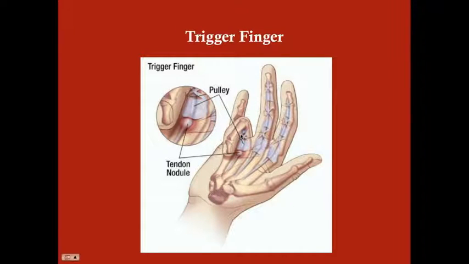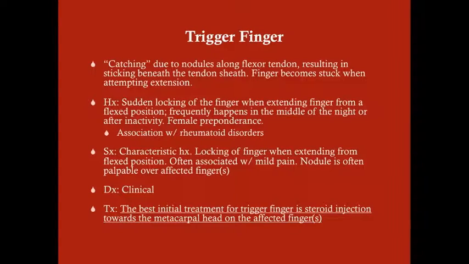However, if you apply enough extensor force, then you can usually get that nodule to slide underneath that sheath. And usually what that means is that the patient is going to have to take their other hand and just pry open the finger, and just apply extensor force from the other hand. And that's obviously very alarming to these patients.